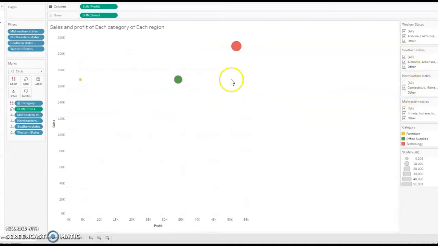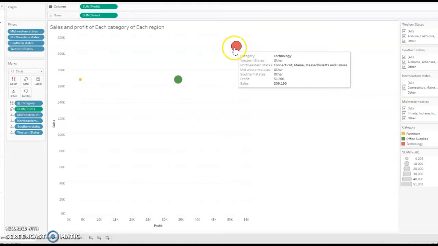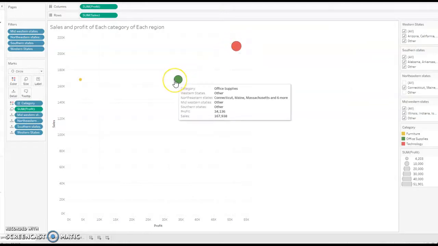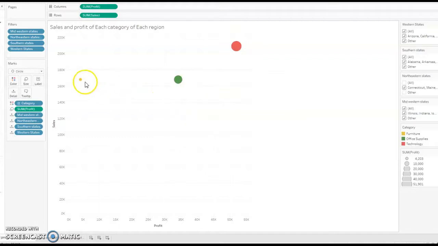For the northeastern states, the technology sales and profit is really good. The office supply sales and profit is also good. And here again the furniture sales, even though the sales is good, the profit is really low.